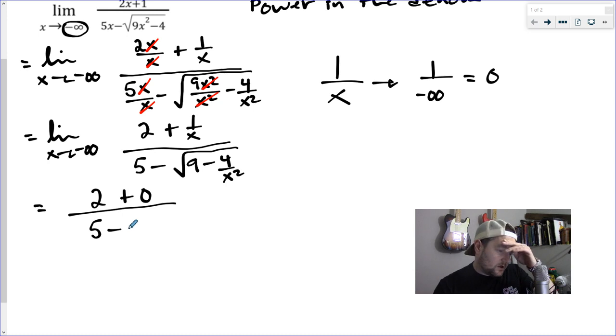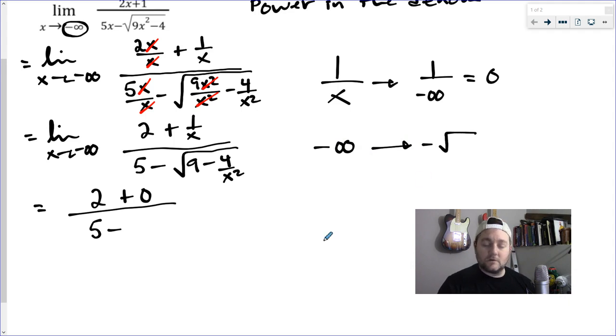While I'm here, I should also mention that the negative infinity is significant. We have negative infinity, and what that means is our square root is actually going to be negative.